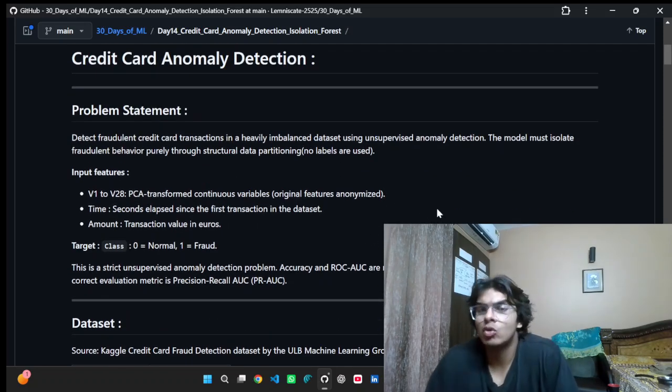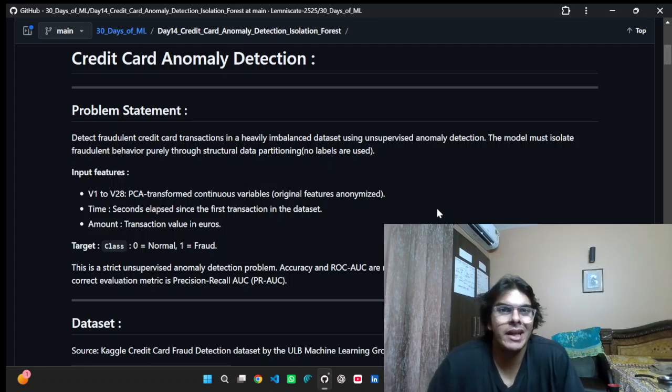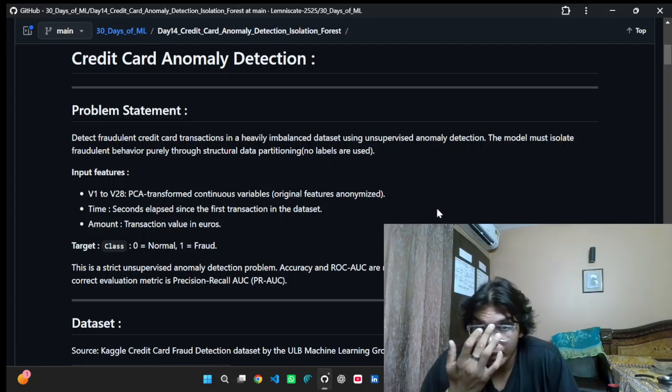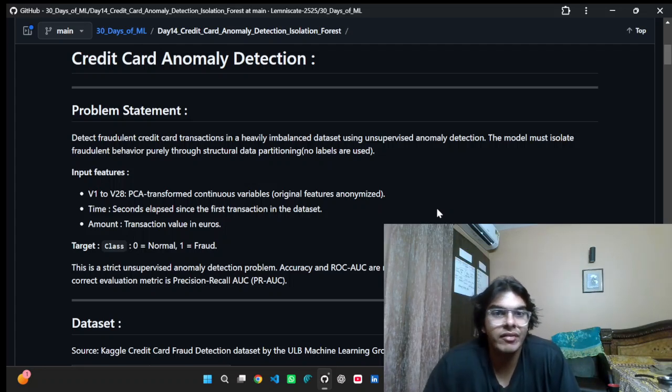So this is an unsupervised machine learning problem, meaning that no labels are present in this case. Okay, so the dataset is label free. And the model must isolate the behavior, and that is how we do this. So basically we have got different features. In this case we have got 28 features. Okay, and the features are all PCA transformed continuous variables, so that the model has reduced dimensionality compared to the original. Okay, it has got time and it has got amount.